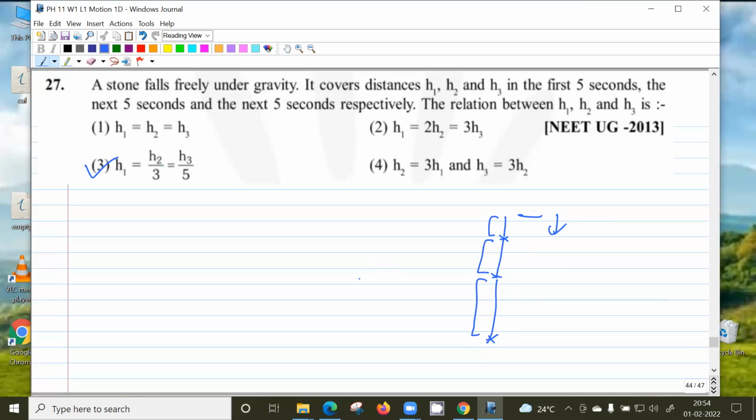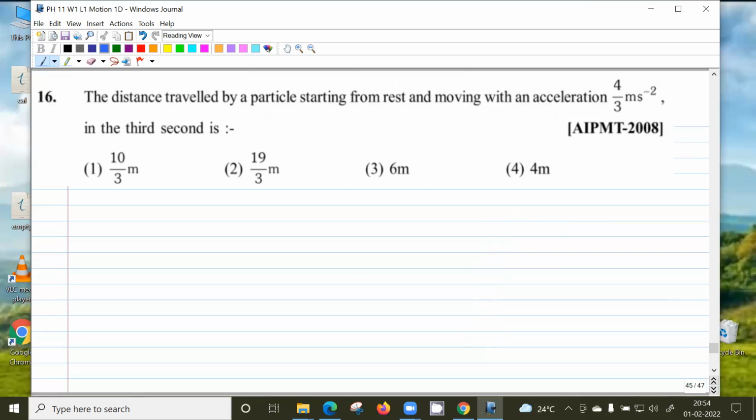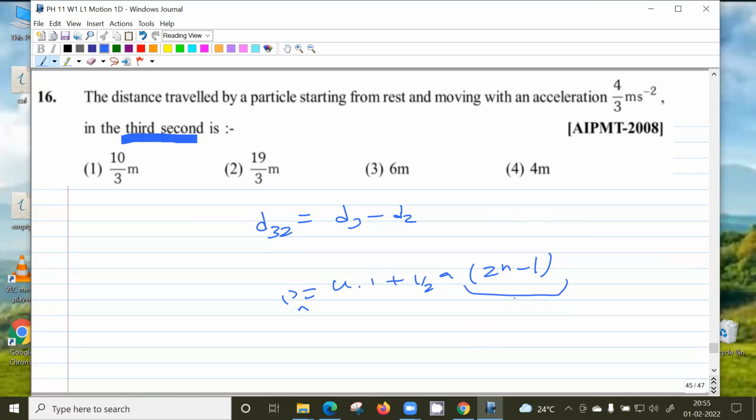Okay. Yes, sir. 27 is 3. Right. What about this one? Okay, this is also the same thing. He's saying third second. So third second means distance travelled in the third second, D3, right? Or you can use the formula: u plus half a into (2n minus 1). The Dn formula: u t plus half a t square becomes 2n minus 1. So which one is the correct option? First option.